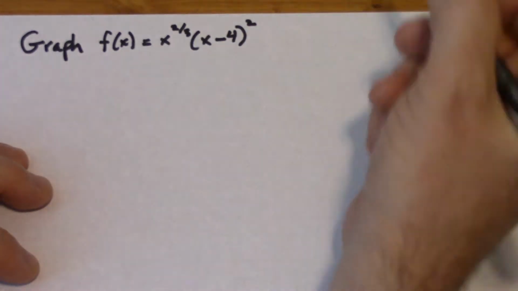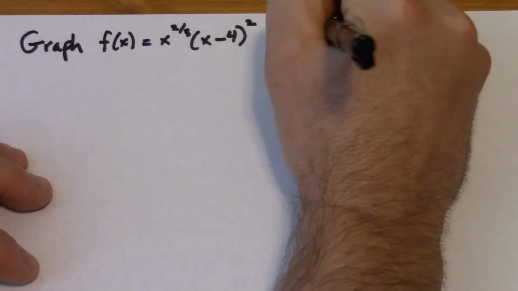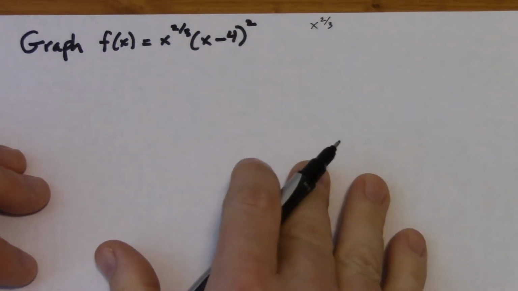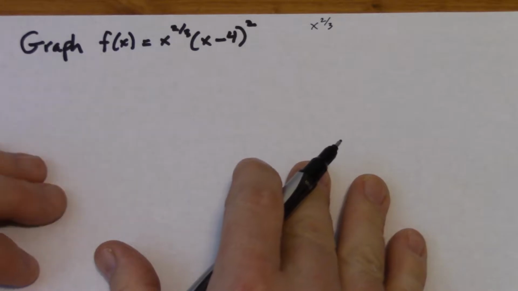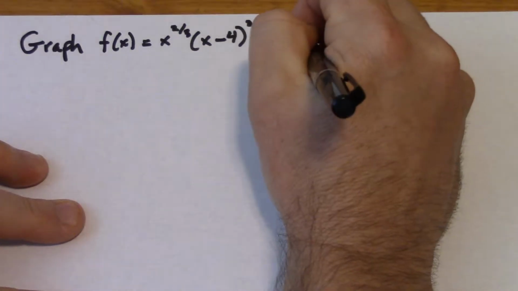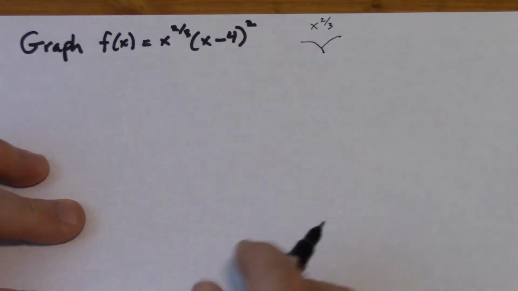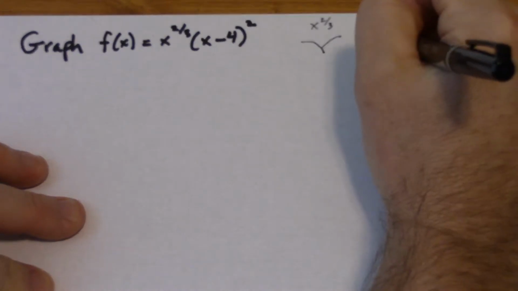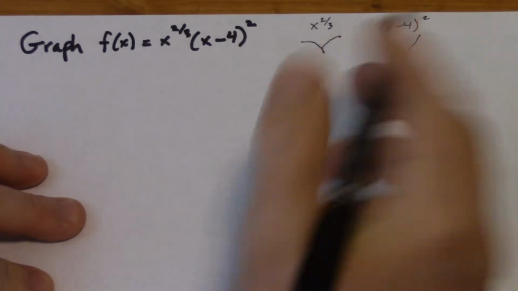This is comprised of two functions. We've got our x to the 2/3, which I've lovingly referred to as the kindergarten bird, and it sort of does something like this. See how it looks like a kindergarten bird? And then the other function we have is x minus 4 squared. That's a parabola. It's got a vertex at 4, 0, and it's going to look something like that.